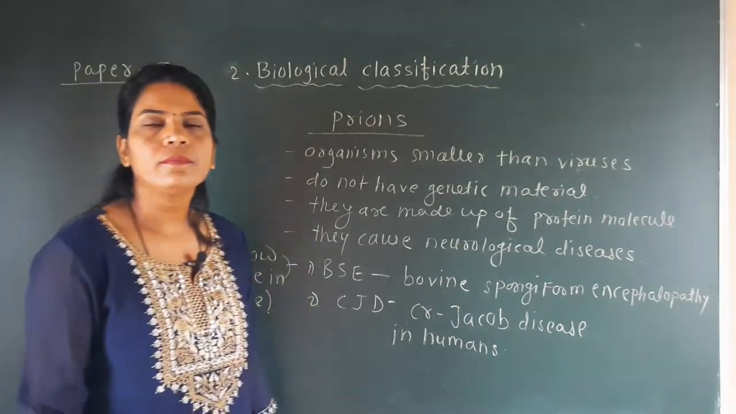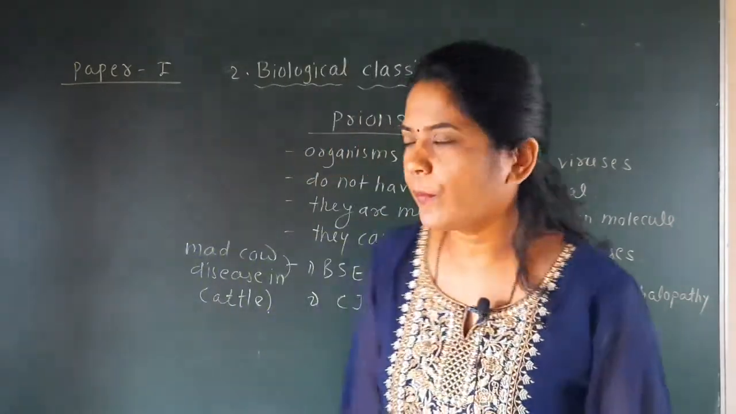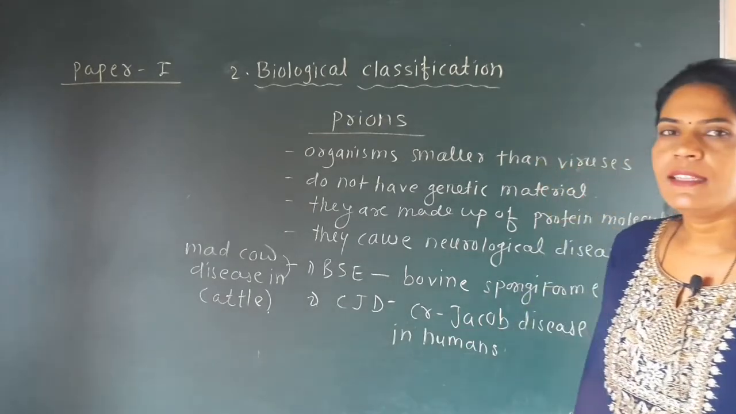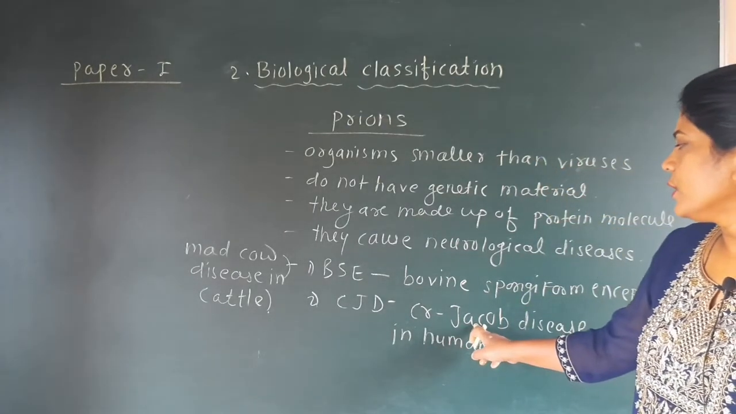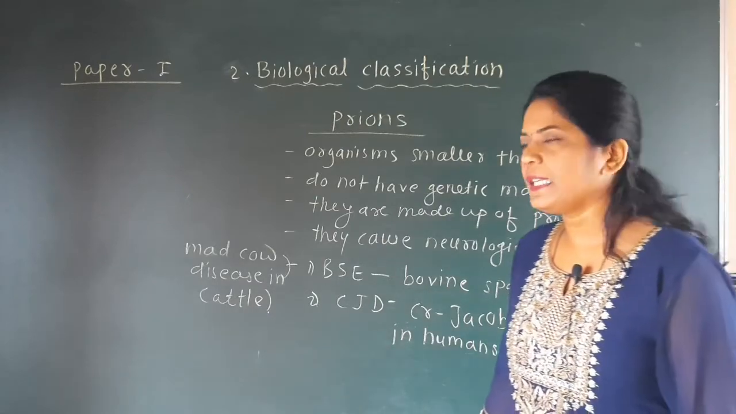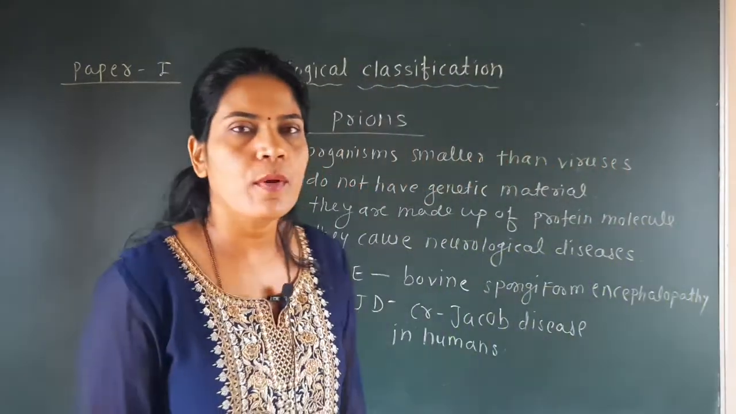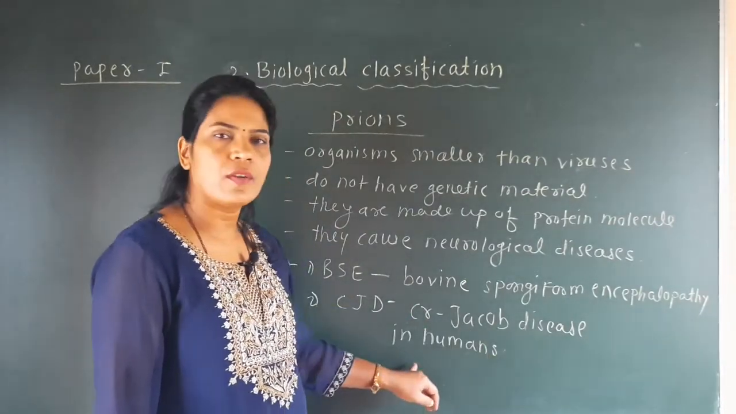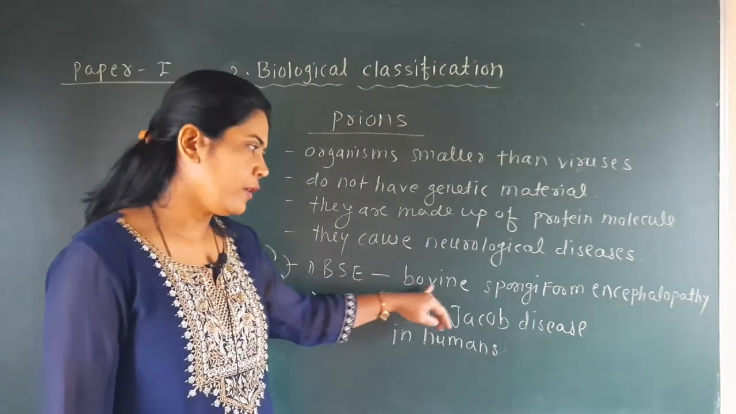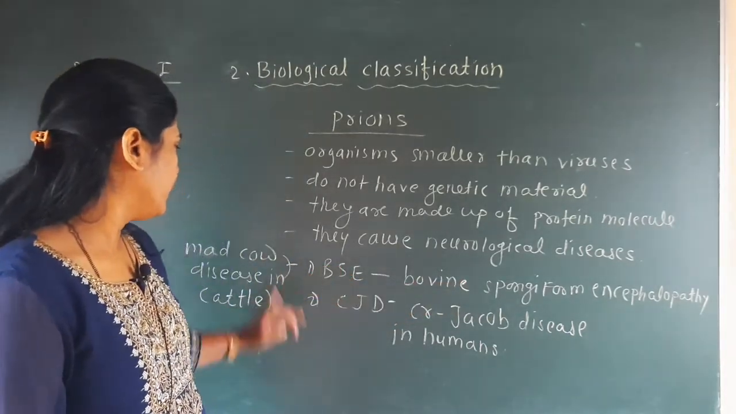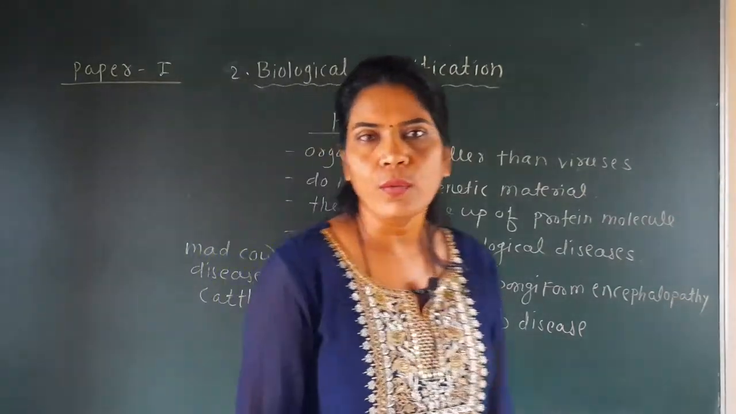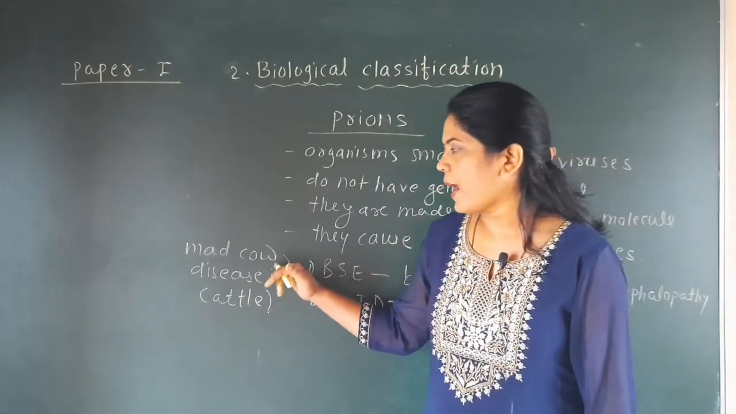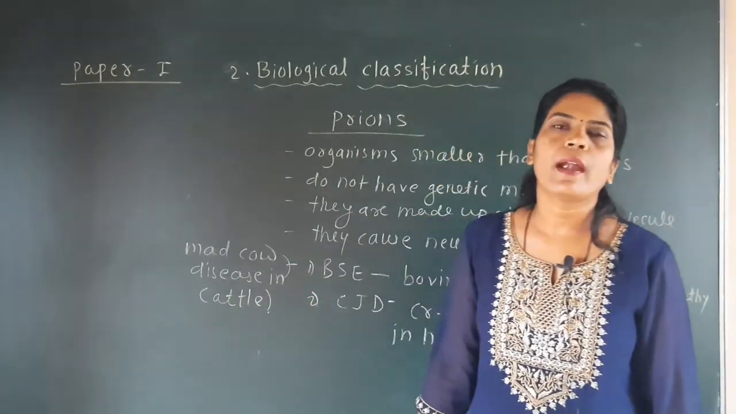Bovine spongiform encephalopathy. And the other disease is called CJD. The full form of CJD is Creutzfeldt-Jakob disease, which is generally found in humans, and this bovine spongiform encephalopathy disease is generally found in the cow. That's why another name of BSE is mad cow disease in cattle.